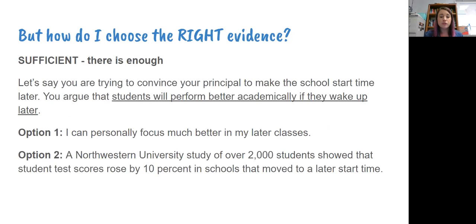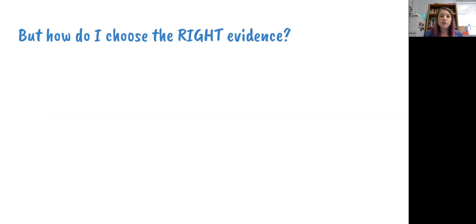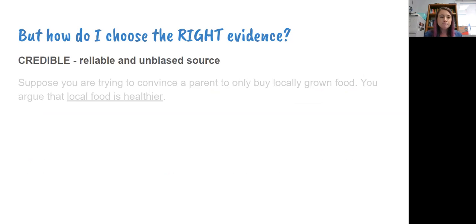So a Northwestern University study of over 2,000 students showed that student test scores rose by 10% in schools that moved to the later school time. So now I'm looking at a population of 2,000 students, not just you, and that is far more sufficient. Third thing to consider is whether or not your evidence is credible. So is it reliable and is it mostly unbiased? A lot of things contain bias of some sort, but is it mostly unbiased?